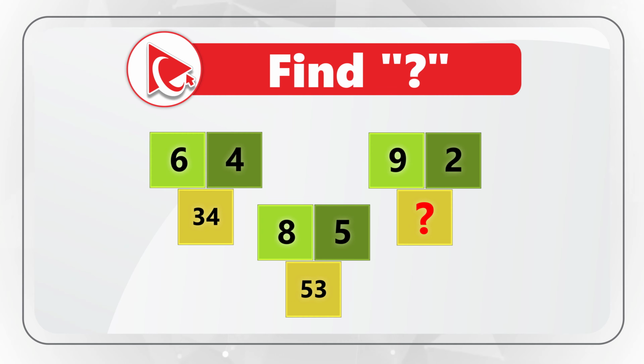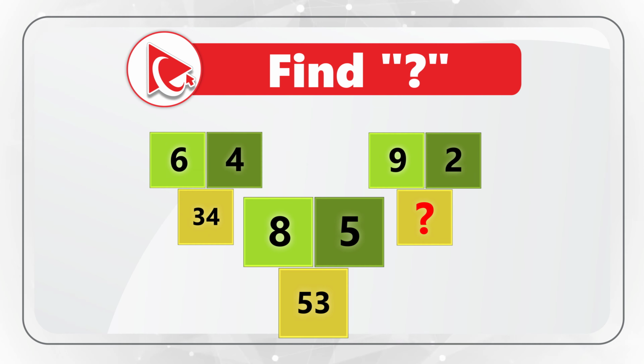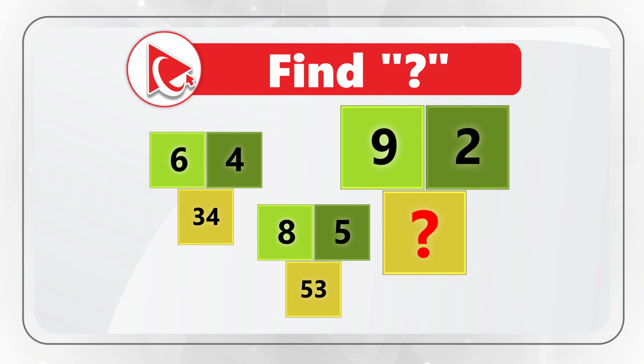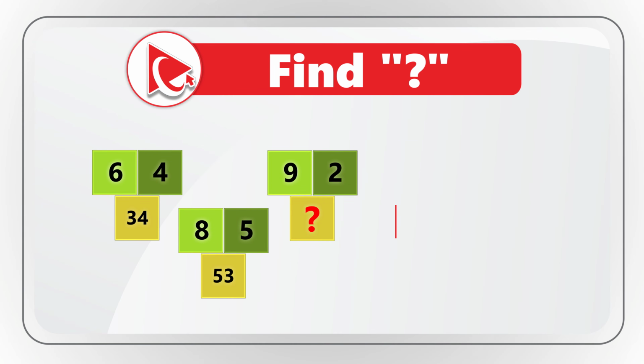You're presented with the 3 sets of numbers. Each set has 3 numbers in the group, and 1 number is missing. The first set has numbers 6, 4, and 34. The second set has numbers 8, 5, and 53. And the last set has numbers 9, 2, and the final number in the third set is missing. You need to calculate the missing number and select it out of 4 possible choices.